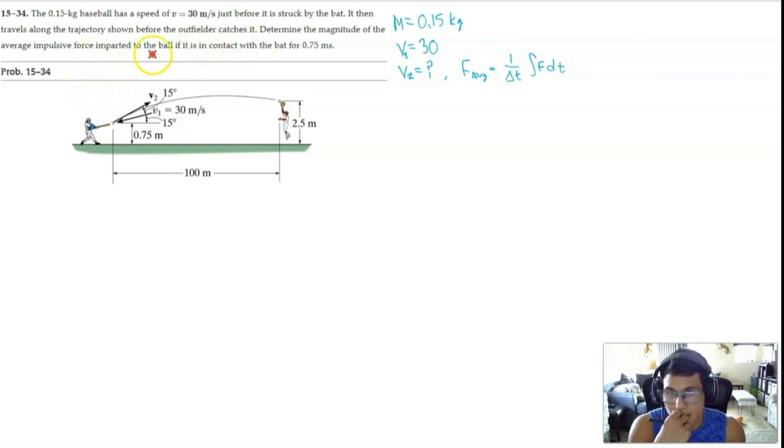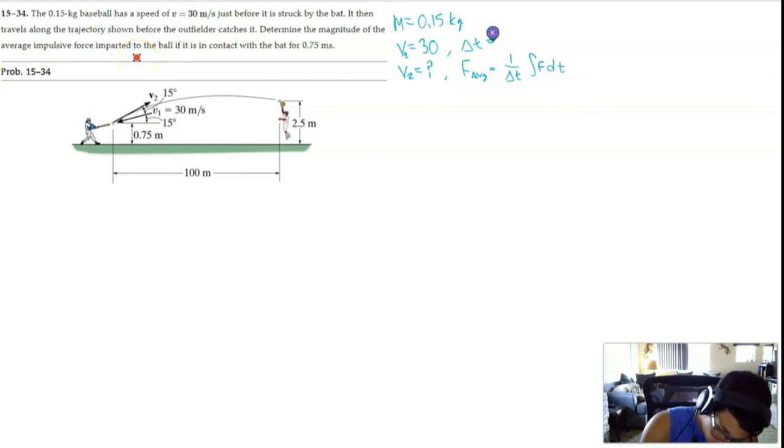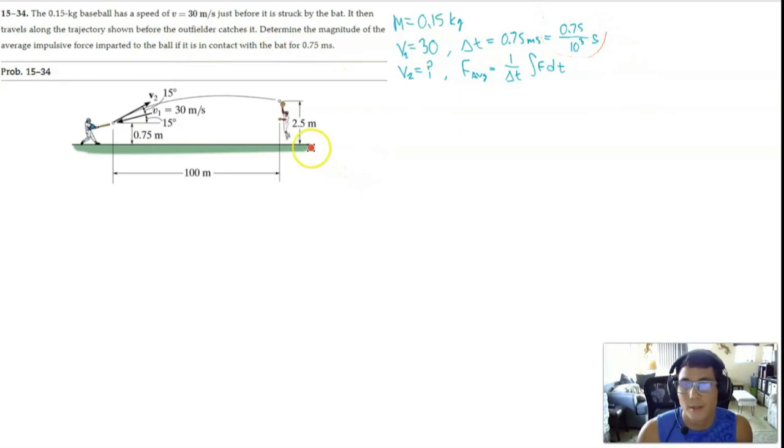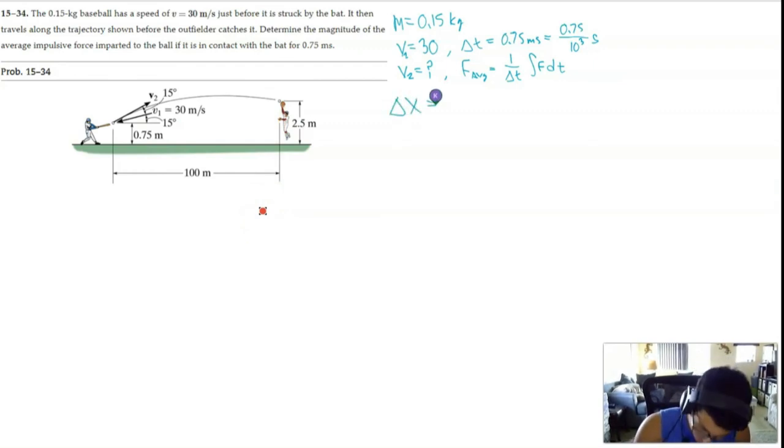Okay, what else? Oh, well, we're given the change in time, which is 0.75 milliseconds. And I'll write that as 0.75 divided by 1,000, and that's a second. Just leave it like that for now, right? Okay. Oh, look at this. 100 meters, 2.5 meters. We're probably going to have to use that, so we might as well write it down too. Change in x is 100 meters. Change in y.